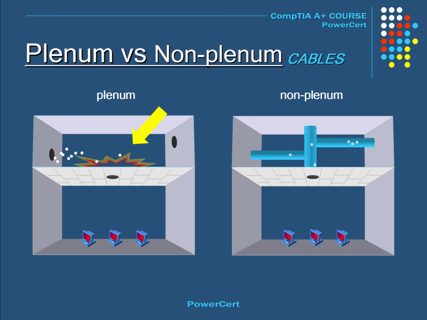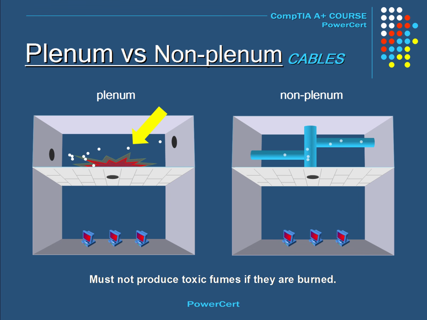And because of this, cables that run through plenum spaces must meet certain requirements. First, they must be more fire resistant. And secondly, they must not produce toxic fumes if they are burned.